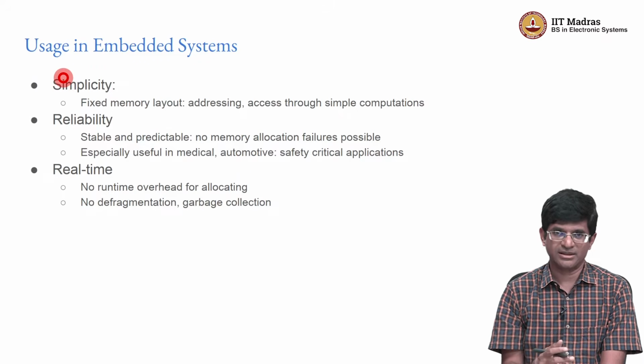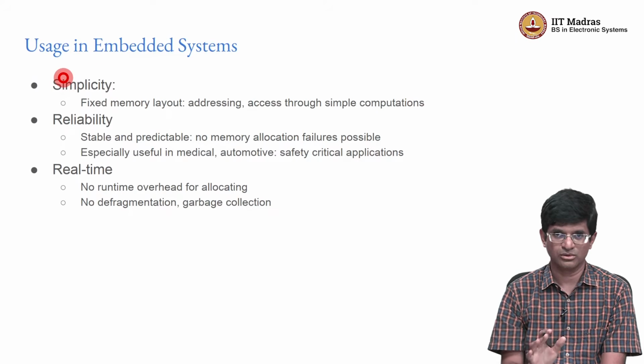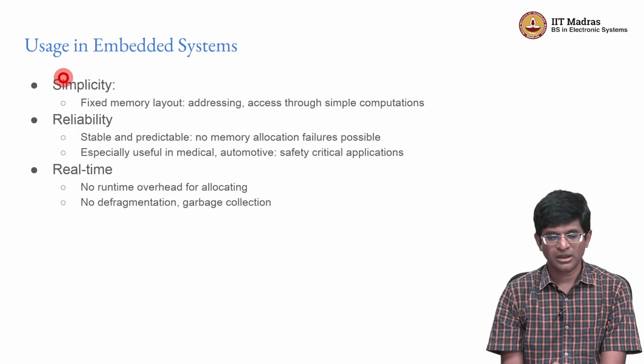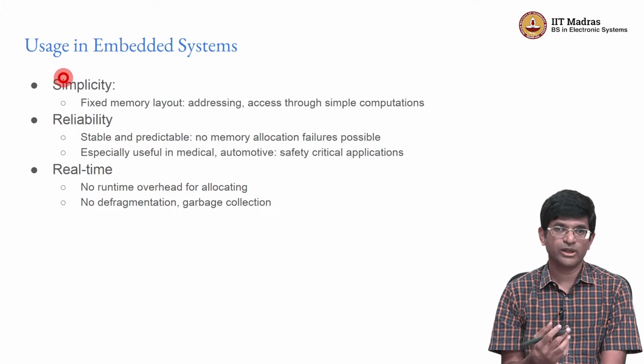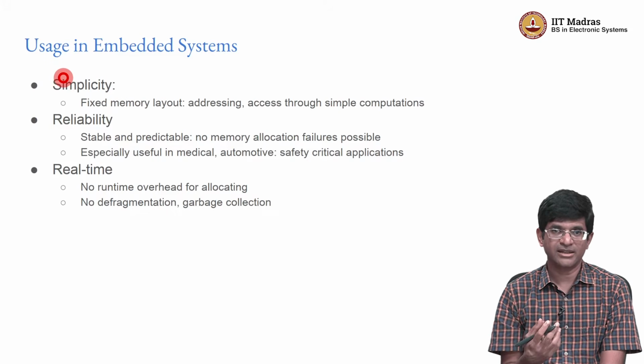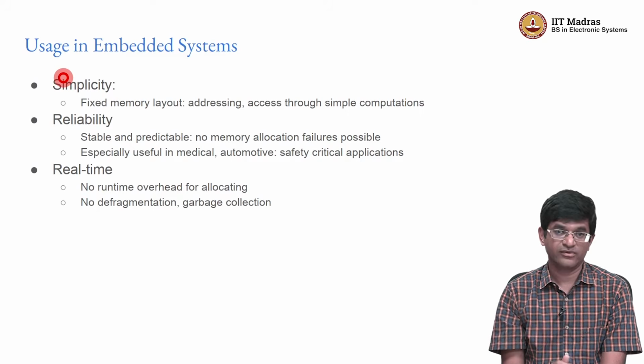So at least if it's failing, it's going to fail reliably. If it couldn't allocate enough memory, the system will never start. So you at least have a known failure mode. Especially in the context of things like medical and automotive, where you have safety critical applications, this becomes important because it means that you are never going to end up in a scenario where at runtime you try to do something and it fails because you ran out of memory. Okay? It also helps with real-time applications. There is no runtime overhead for allocating memory, right?